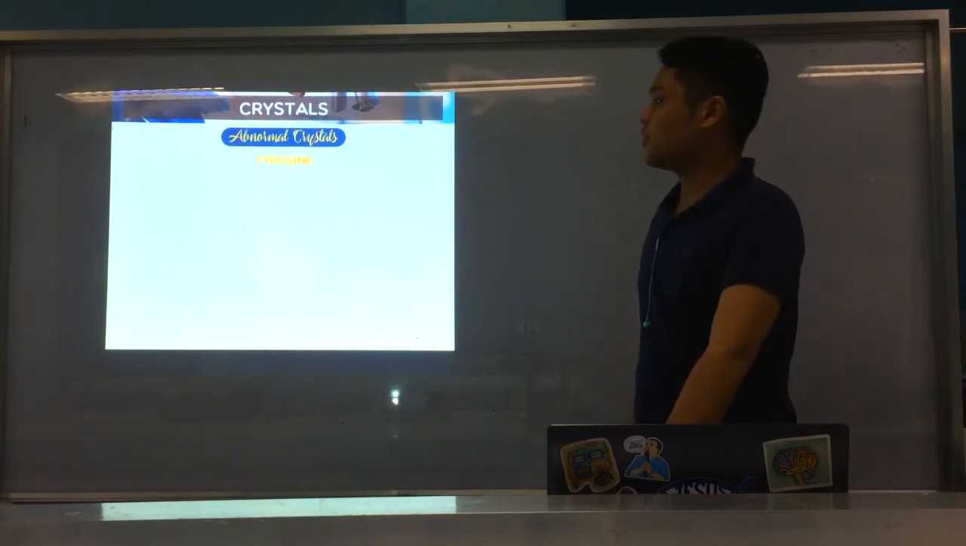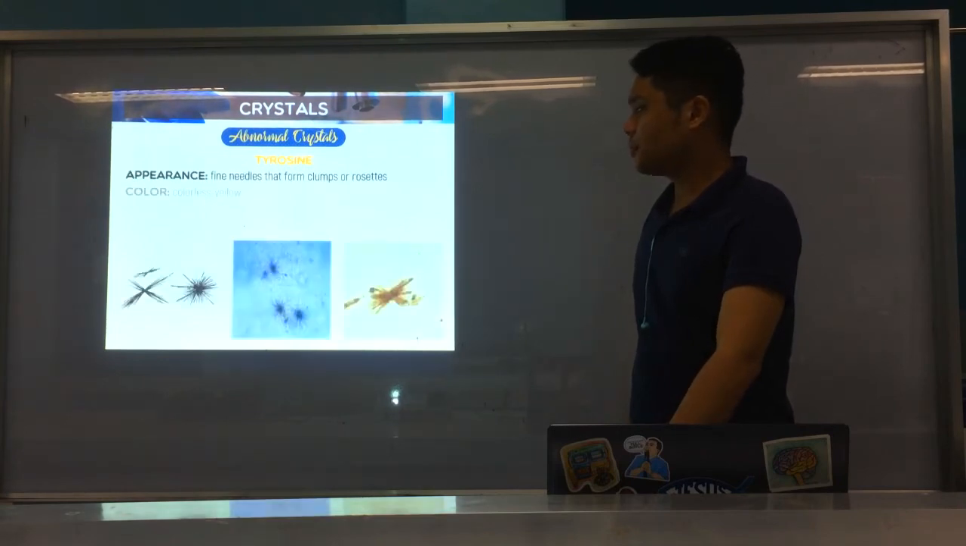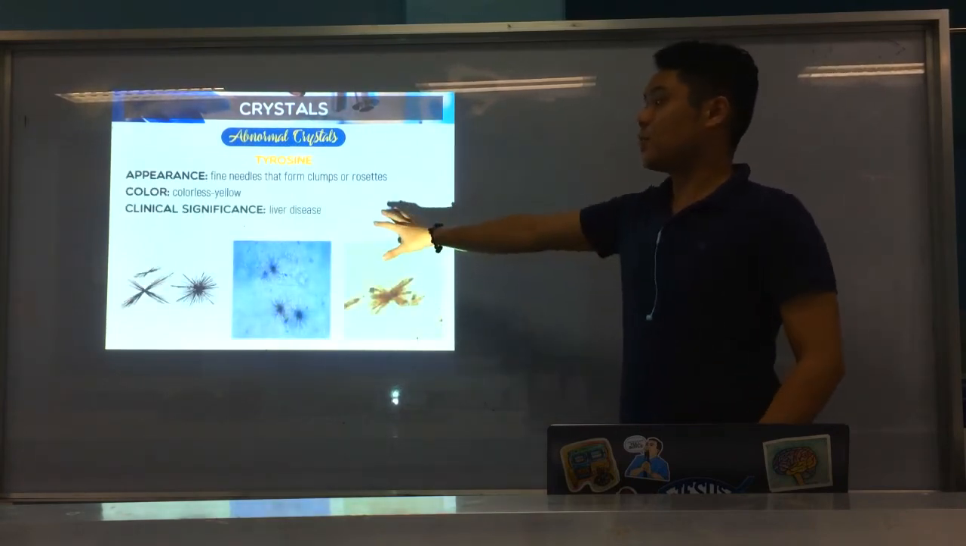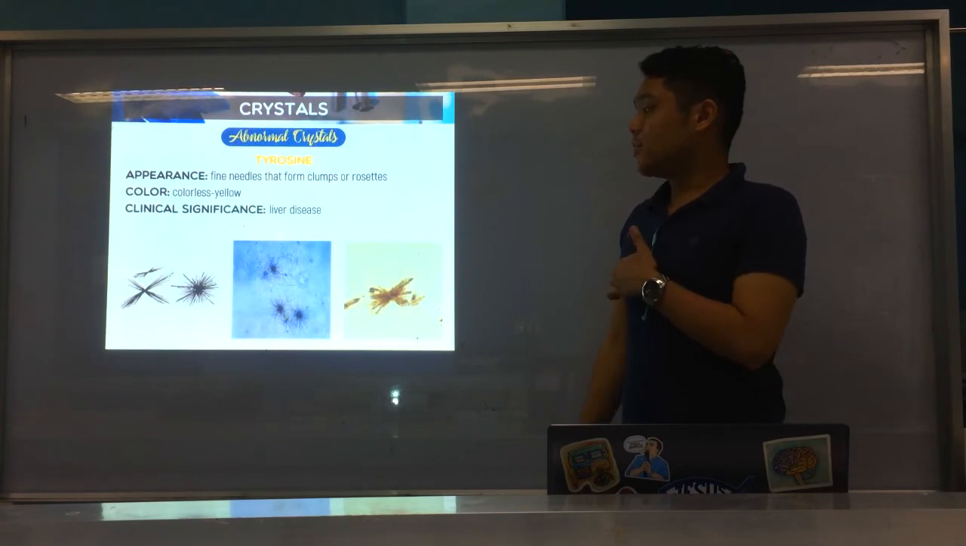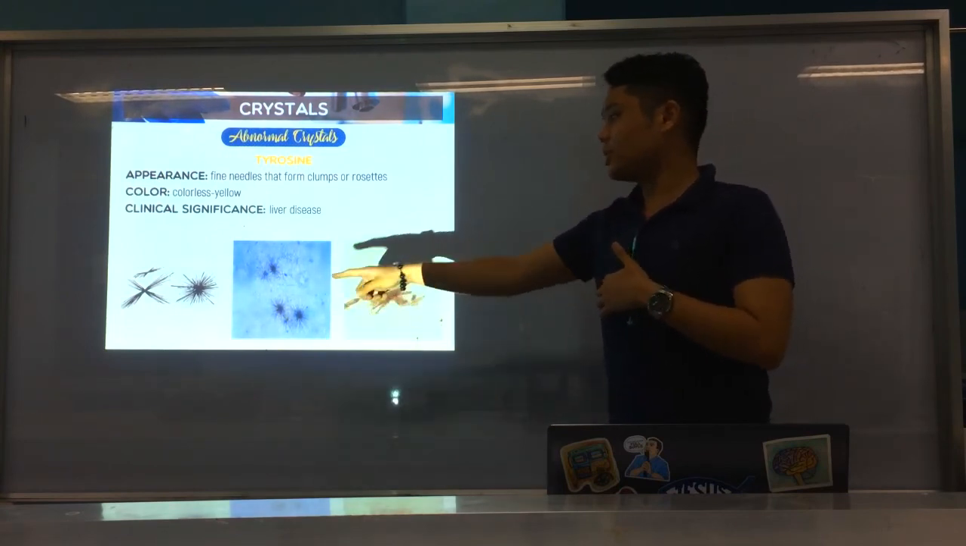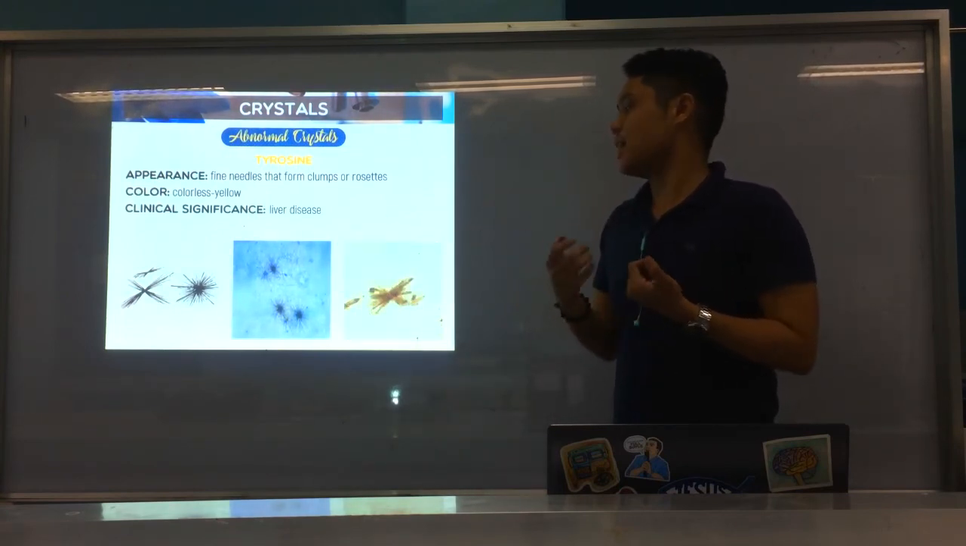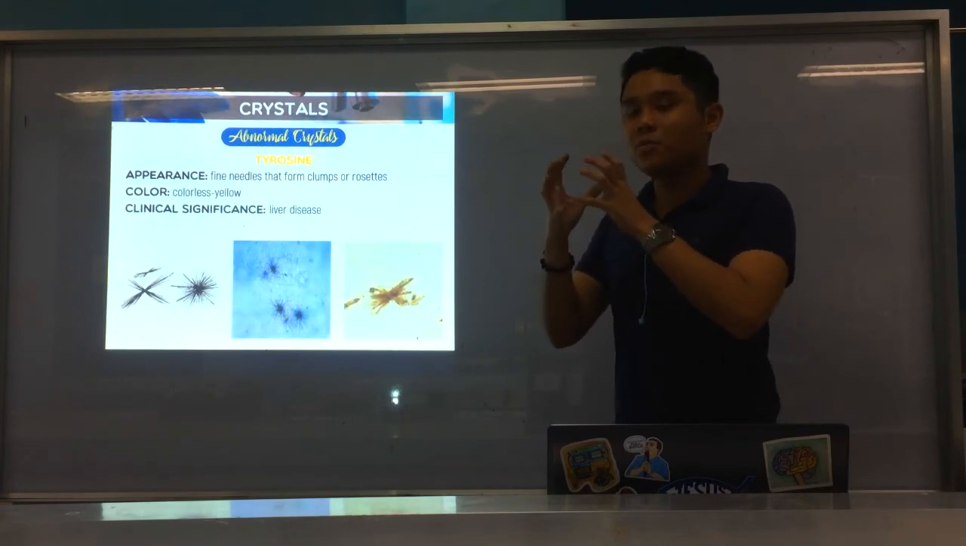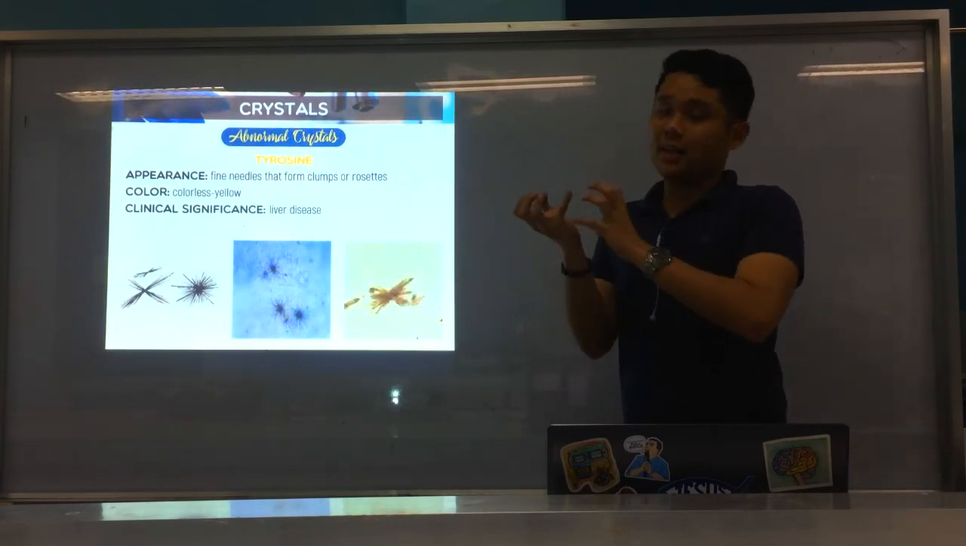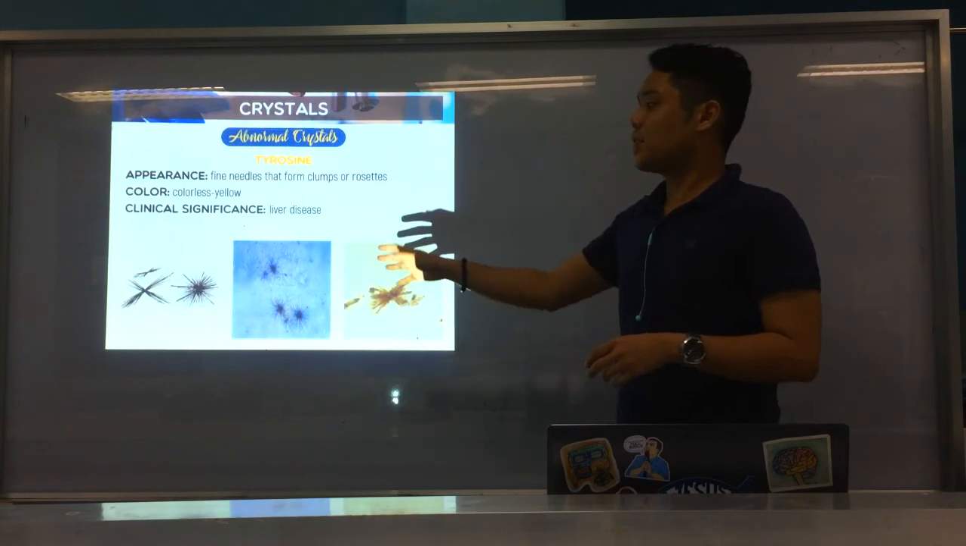And next you have tyrosine, another crystal for liver disease. Again, fine needles that form clumps or rosettes. So, parang sea urchin, right? Yeah, pero clumps siya na needles na mo form og rosette or clumps. Okay? Again, seen in liver disease.